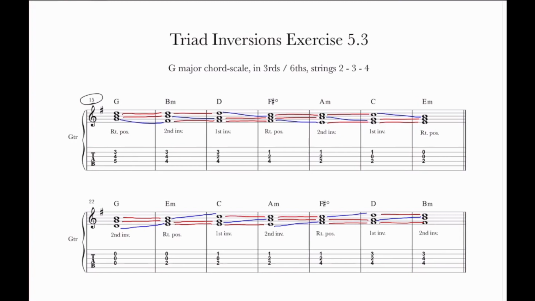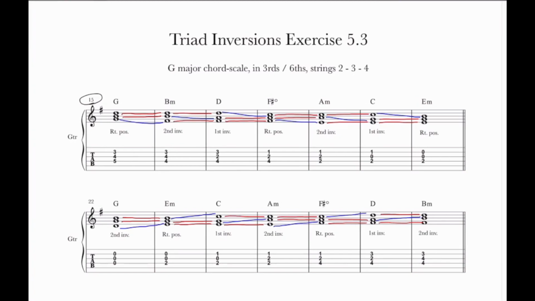So these red lines here denote that the notes are not moving. They're staying put between the two chords as the chord changes, and the blue line shows that the note is moving. So what you might notice is in all of these, there are two notes that are staying put and one note that's moving, and that's going to be the same for both lines.